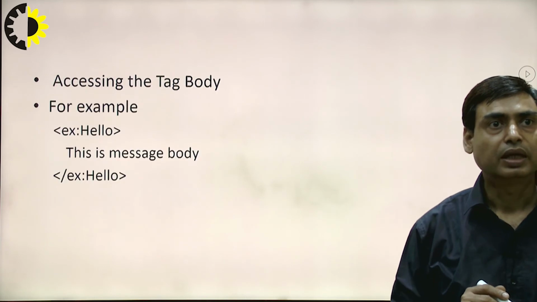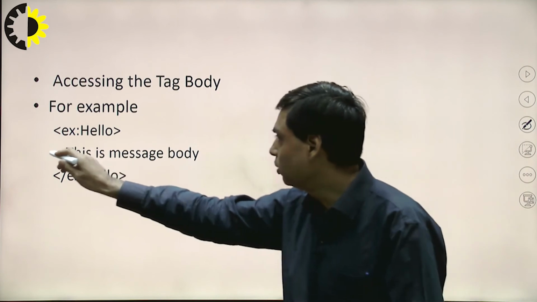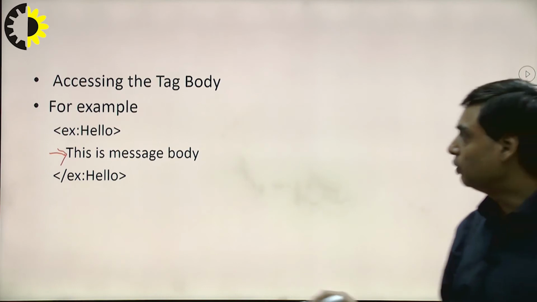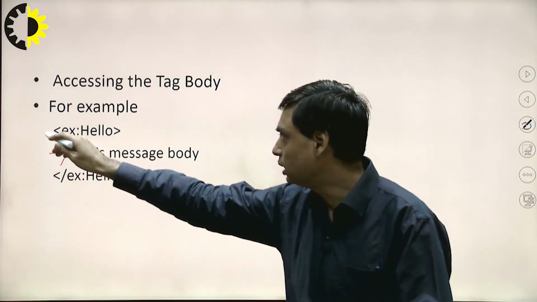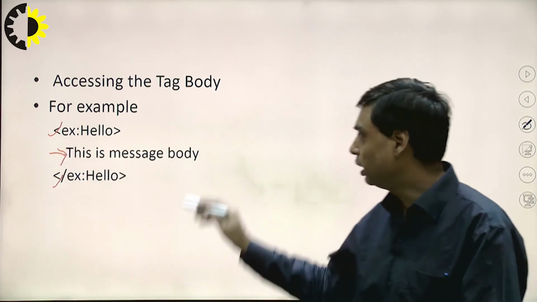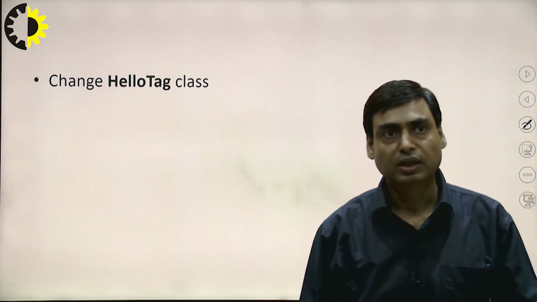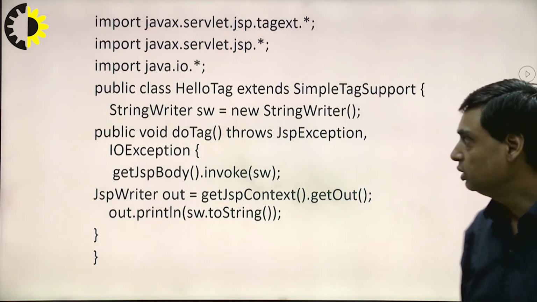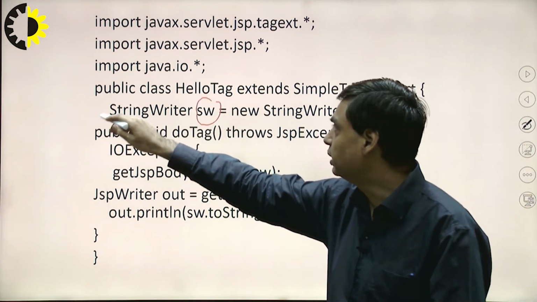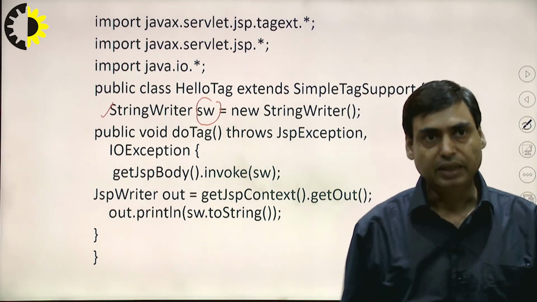Next, I am going to discuss how to define a tag which consists of a body part. Earlier we defined an empty tag. Here we are going to define a tag which has a body part, that is the starting of the tag, the ending of the tag, and some message written between the tags, which is called the body of the tag. First of all we have to define a tag handler. There is some change: we have to define a variable sw of type StringWriter that will receive the body content of the tag.